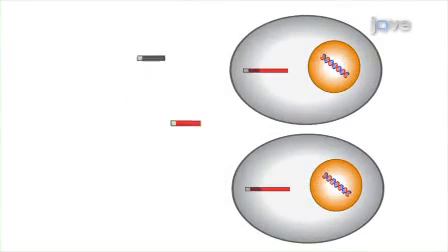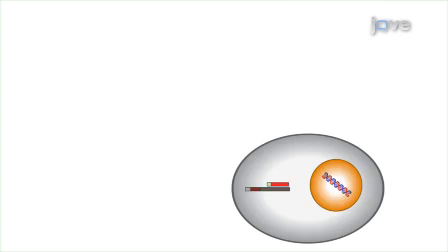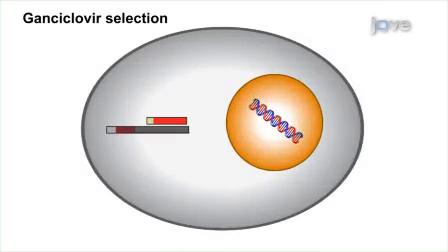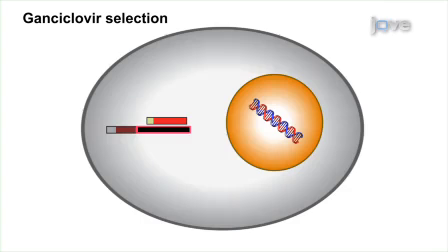The established library cells are then transfected with the microRNA expression construct to allow co-expression of the microRNA target and thymidine kinase. At this point, ganciclovir is used to select for cells expressing specific microRNA targets by selecting against thymidine kinase expression.